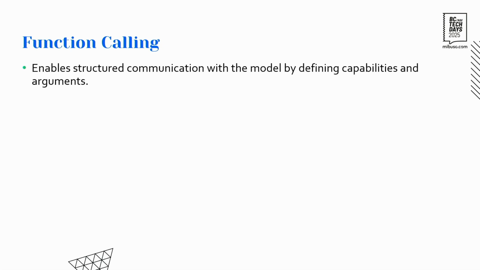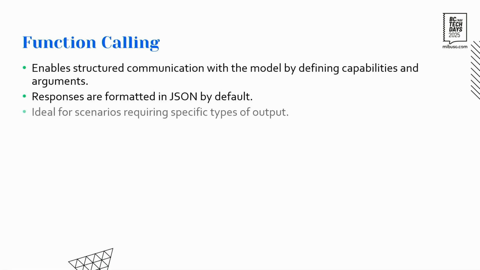Function calling out of the box enables you to have structured communication with the model. Just by setting the functions, you let the model know these are the capabilities that my Copilot supports, and what the arguments are for each capability. Responses are formatted in JSON by default, so you do not have to specify anything inside the system prompt. It's very ideal for the type of Copilot that we are building, and for a lot of use cases. I think it's a default that you should always use function calling.